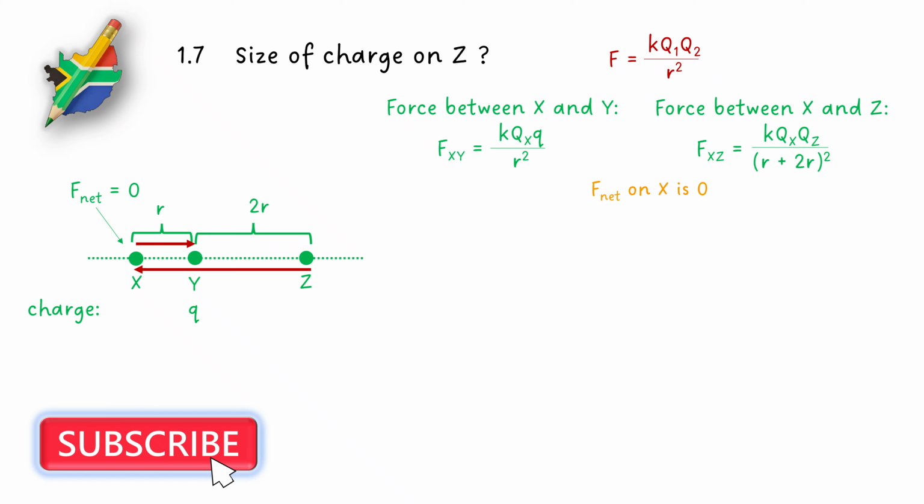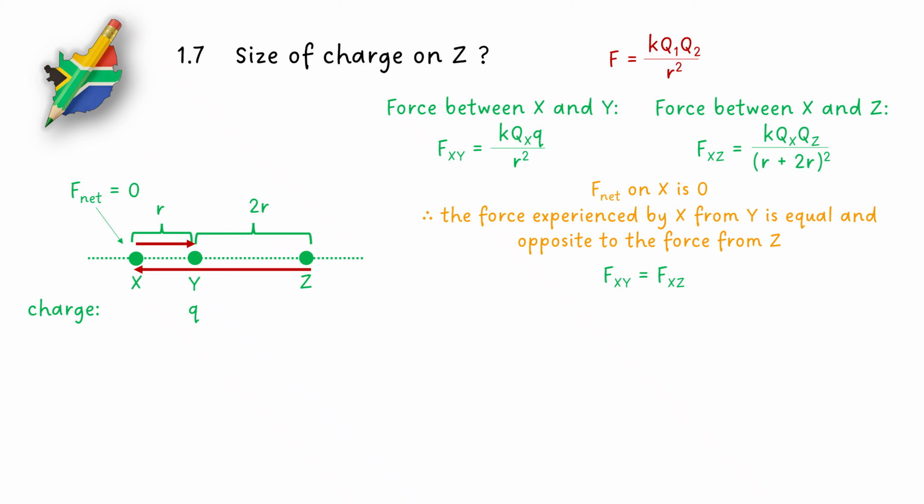Again, since the net force on x is 0, then the force experienced by x from y is equal but opposite to the force from z. So we can make the two forces equal. Substituting their expressions, we can multiply out the denominator on the right, cancel k, cancel q_x, cancel r squared, and we are left with small q equals q_z divided by 9.